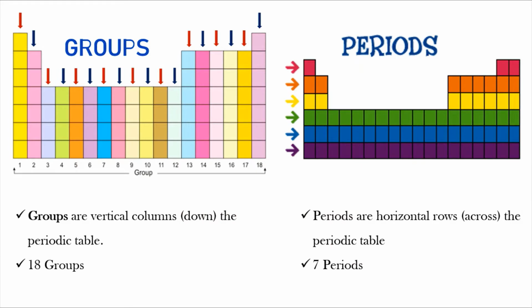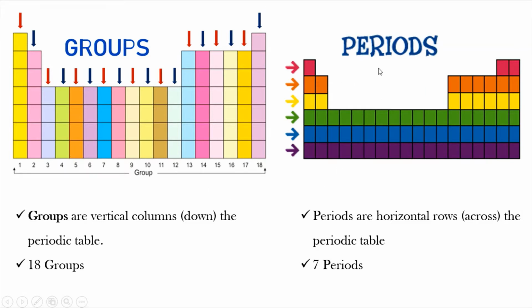In the periodic table, elements are arranged in groups and periods. What do you mean by groups? Groups are vertical columns down the periodic table. Here you can see that there are 18 groups in the periodic table. They are vertical columns down the periodic table.